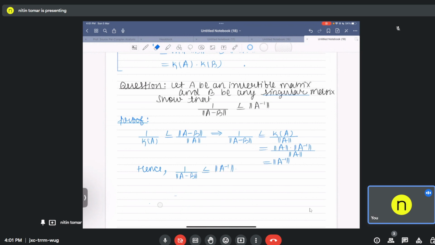So these are the questions that should come naturally into your mind, okay, before starting. Since A is invertible, B is not, norm A minus B is not 0. Okay?